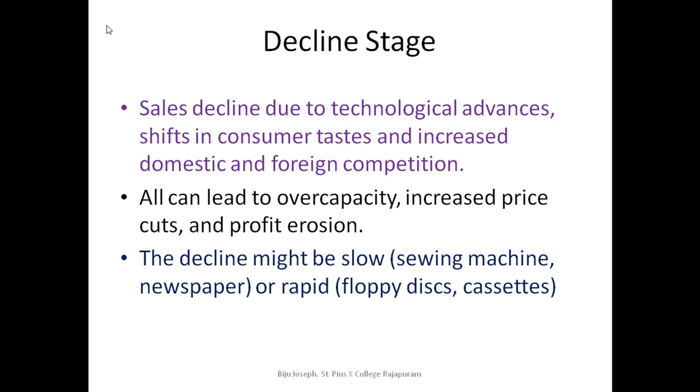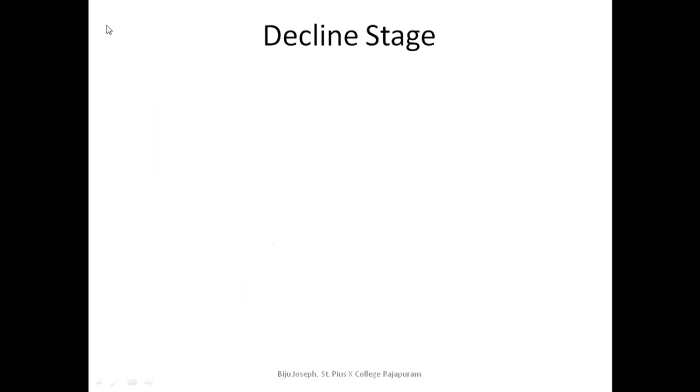And the decline might be slow or rapid. For example, in the case of sewing machines, newspapers, etc., though they are in the decline stage, the decline is a slow process. But in some other cases, for example floppy disks or cassettes, the decline was very rapid. As a result, cassettes and floppy disks are no more available in the market. So the decline might be slow or very fast.